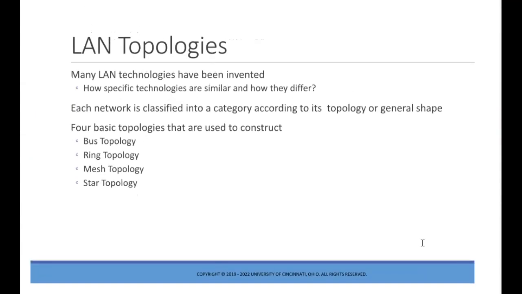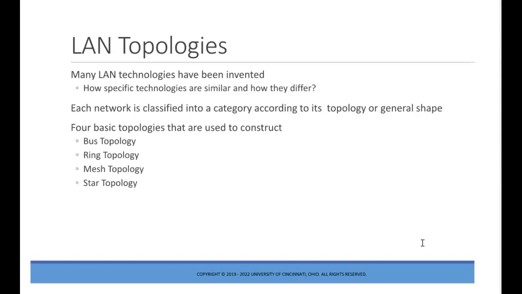Since so many LAN technologies have been invented, we need to have the technologies classified. We can compare their similarities and their differences, such as classifying into a category according to its topology or general shape. A little bit of terminology for you. Network. A network is an arrangement where two or more computers, referred to as nodes, communicate with each other. These nodes actively contribute to the process of communication. Topology is the arrangement of how these nodes will interact and governs data flow between the nodes.